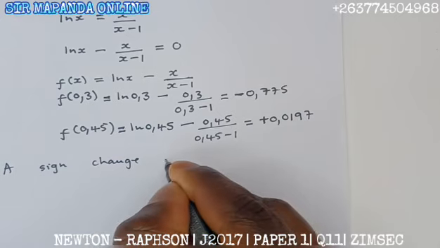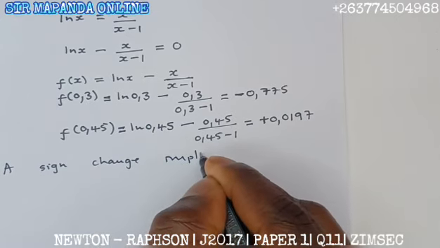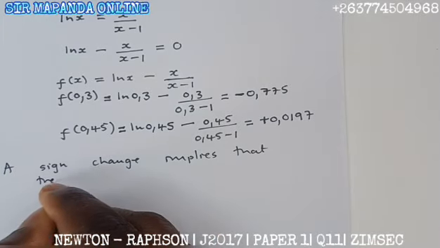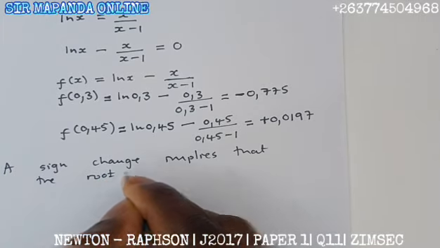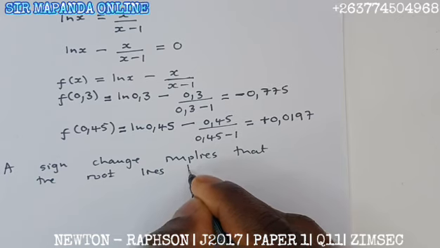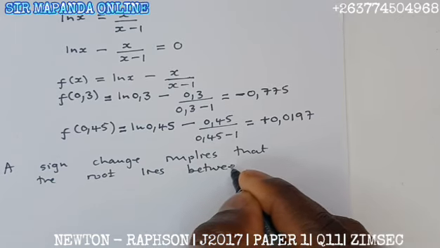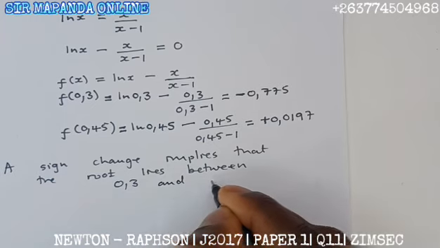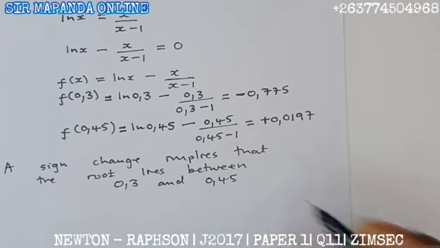right, implies that the root lies between 0,3 and 0,45. Then you are home and dry.